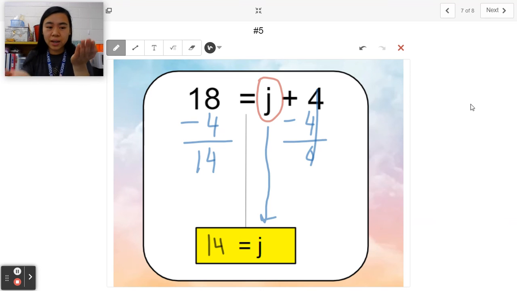All right, don't forget, equations are always balanced. On one side of the equal sign, the other side of the equal sign, they need to be balanced. So if you take something away, you've got to take something away from both sides. If you add something, you've got to add something to both sides.